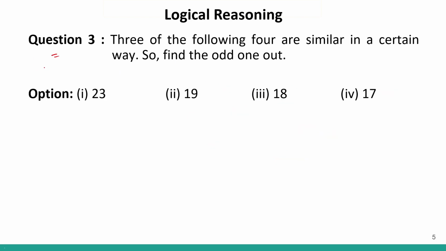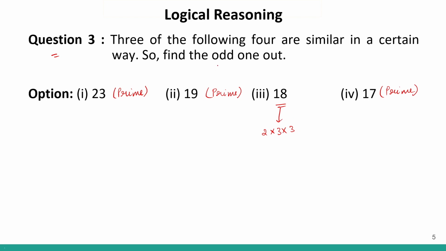Question number 3. If I look at these terms, I can see that 23 is a prime number. 19 is also a prime number, and 17 is also a prime number. The only number which is not prime is 18. 18 can be written as 6 into 3. If I solve it further, it can be written as 2 into 3 into 3. These are the factors of 18.